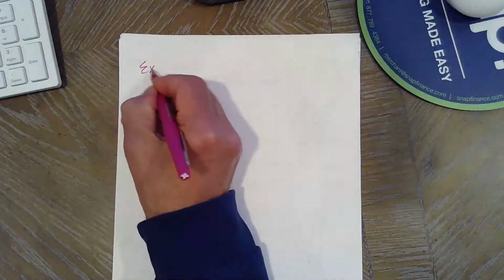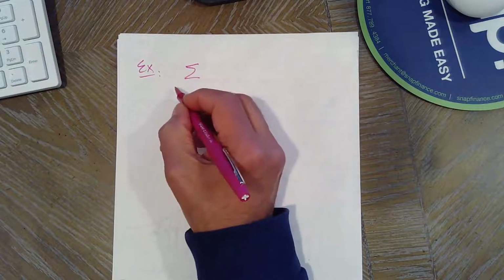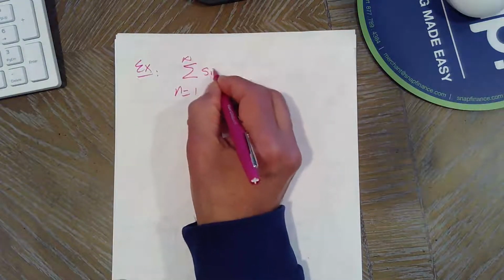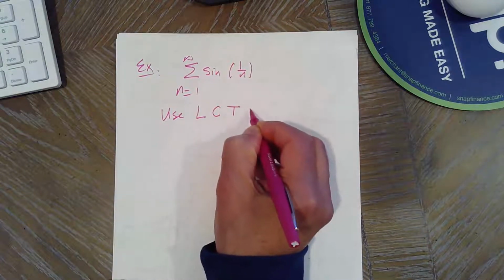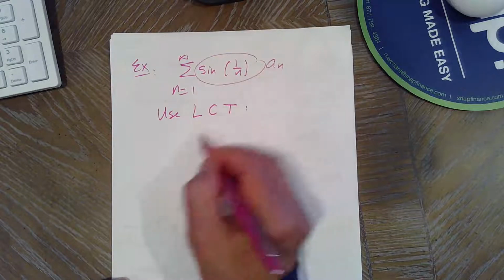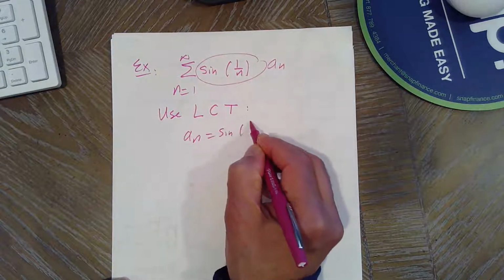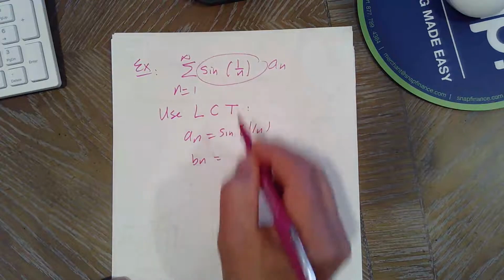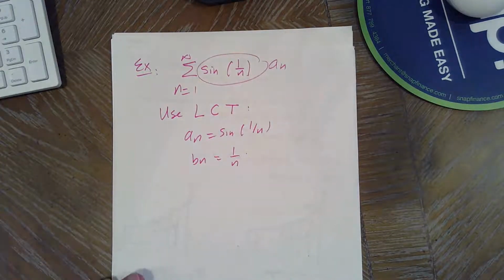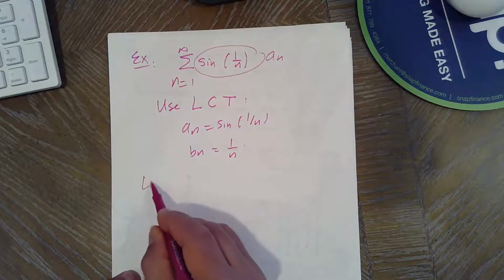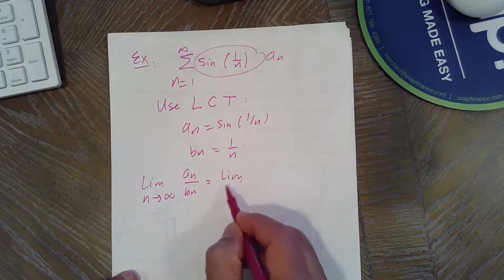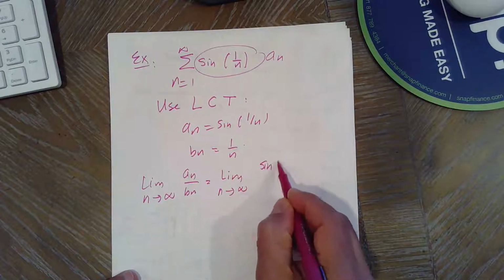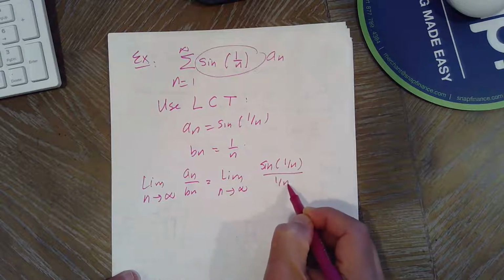Now let's look at the limit comparison test. Here's an example: sigma n equals 1 to infinity of sine of 1 over n. If we use the limit comparison test, we let an be this, sine of 1 over n, and we're going to compare this with bn, which is 1 over n. That's the obvious thing to compare it with. So we're going to take the limit as n goes to infinity of an over bn, which is sine of 1 over n over 1 over n.